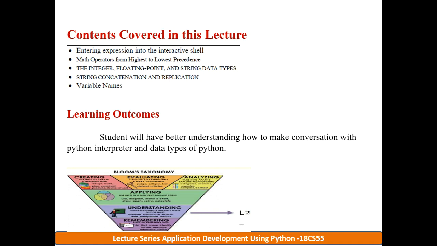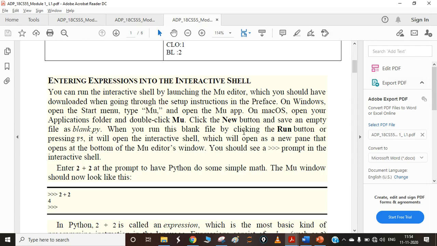The concept we are going to study in this lecture depends upon Bloom's taxonomy level 2, which is understanding. Let us start with the first topic, entering expression into the interactive shell. To interact with the interactive shell, we have many tools. Whenever we install Anaconda software, we get two tools. The first one is Jupyter Notebook. Let us see how to start and make use of Jupyter Notebook.